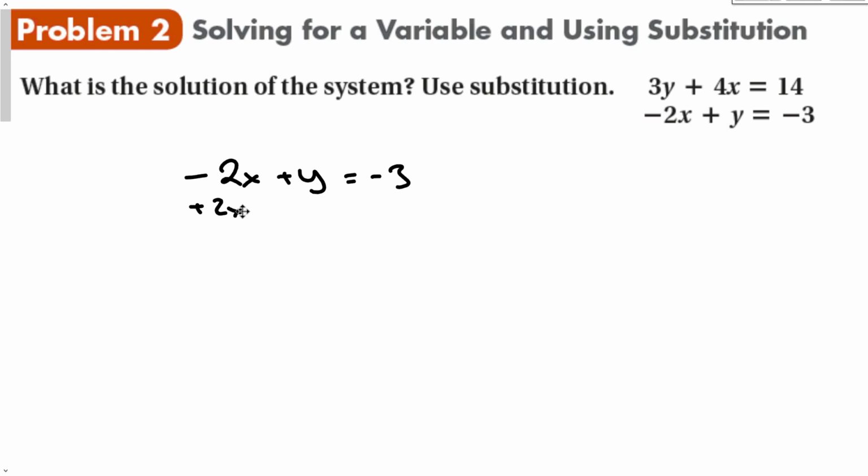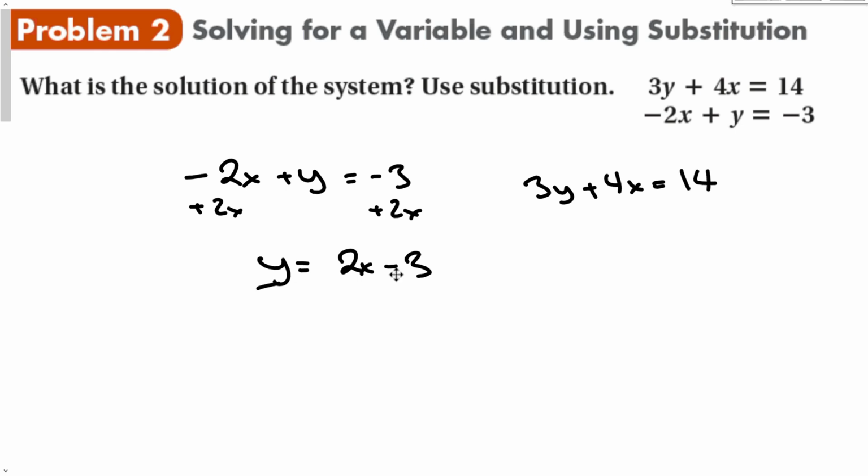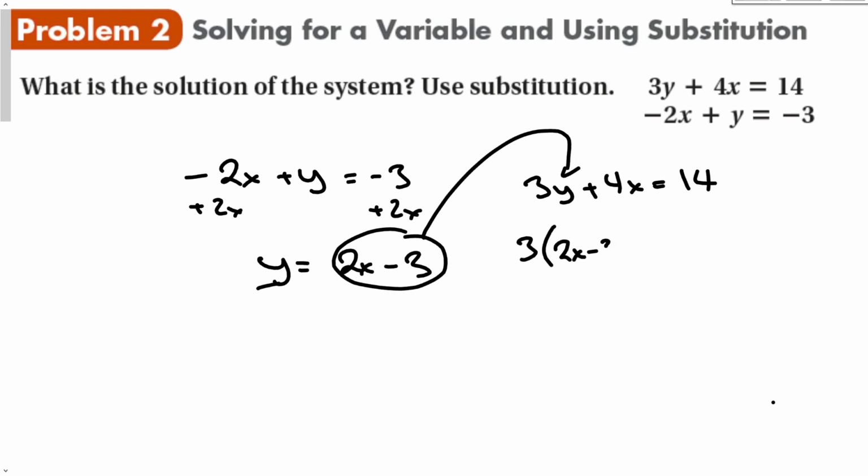So I have to get the variable by itself. And I'm going to do that by adding 2x to both sides, which gives me y is equal to 2x minus 3, because I cannot put those together. Now I know what y is equal to. So now I can take my other equation, 3y plus 4x is equal to 14, and I can replace y with those numbers right there, because y is equal to 2x minus 3.